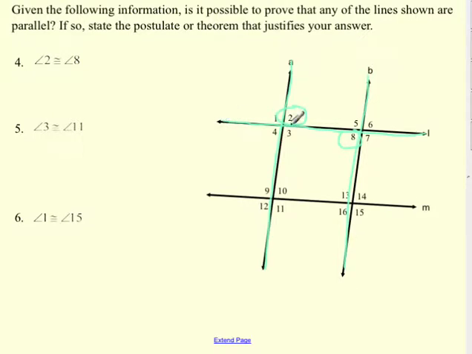Well, I see that 2 and 8 are on the inside, and they're on alternate sides. If 2 is congruent to 8, that means that A is parallel to B by the alternate interior angle converse.